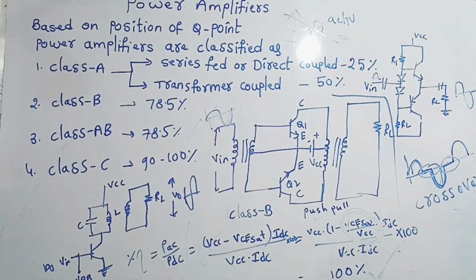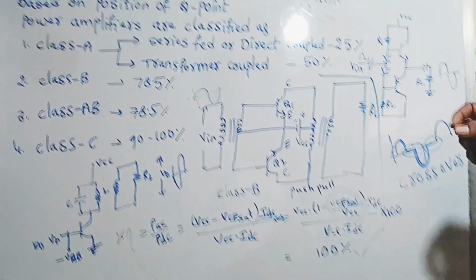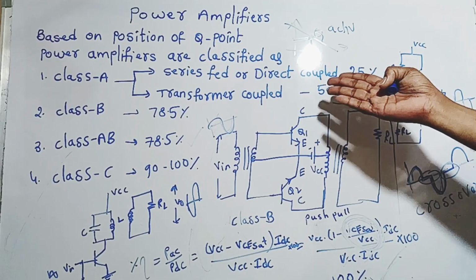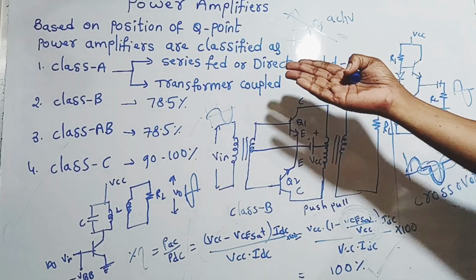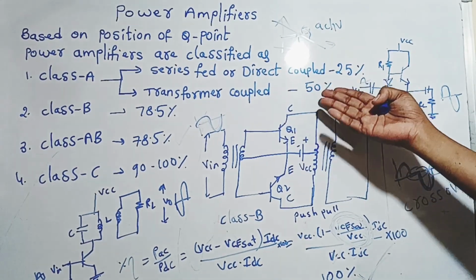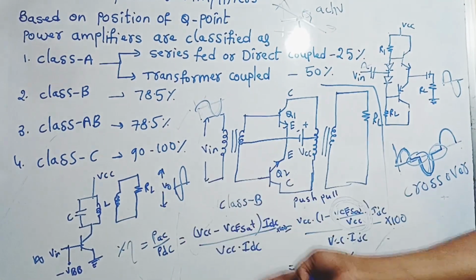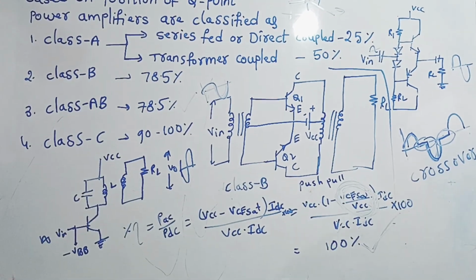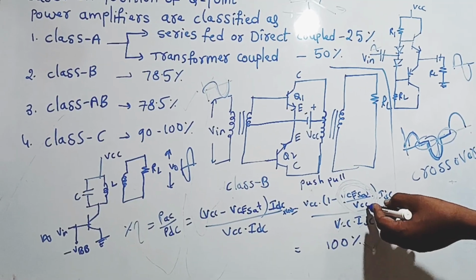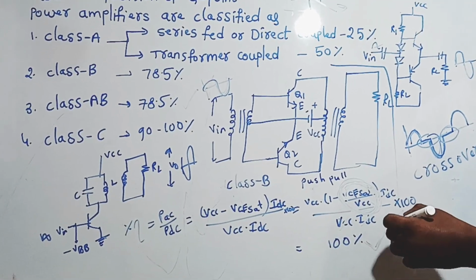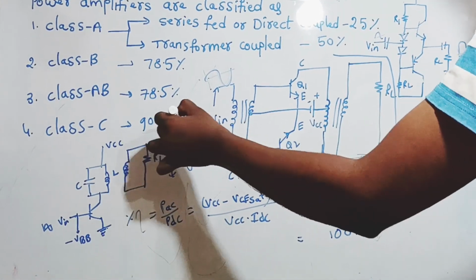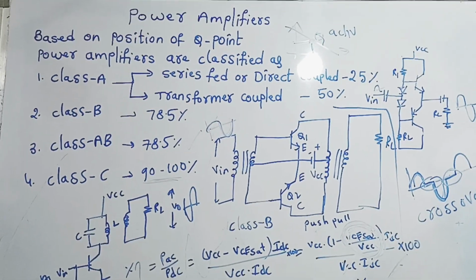This is the overall classification of the power amplifiers. Class A series fed or direct coupled 25%, and class A transformer coupled 50%. Class B 78.5%. Similarly, class AB is 78.5%. Class C nearly 90 to 100%. If you take the VCE value and VCC value as 12 volts, if you substitute, you may get 90 to 100%. This is about classification.